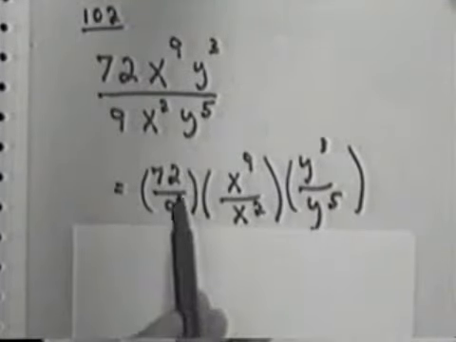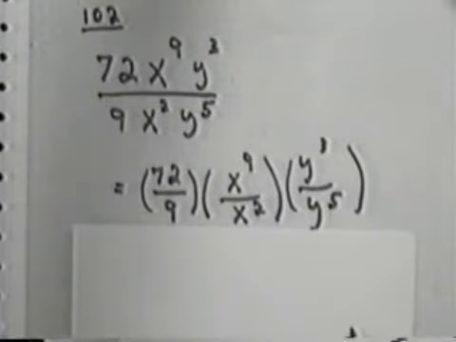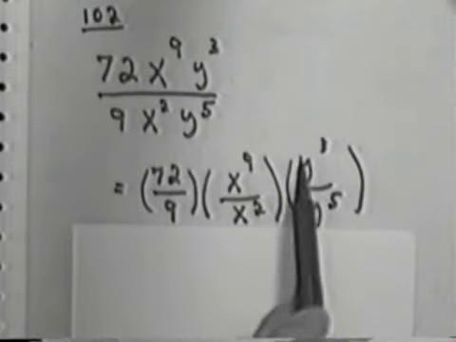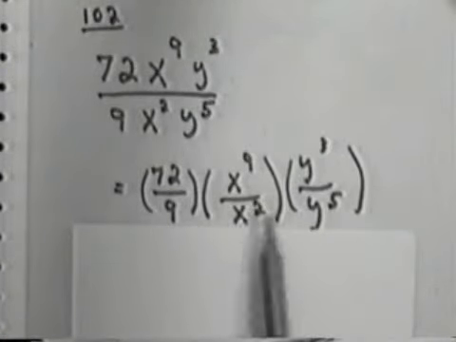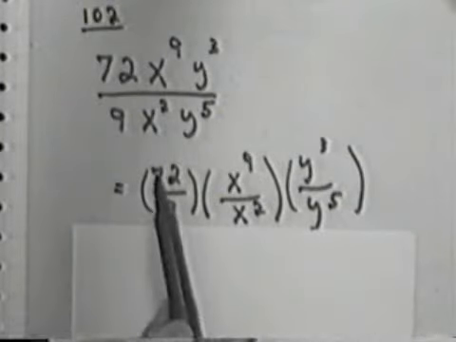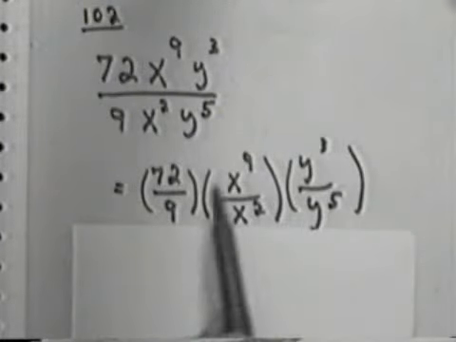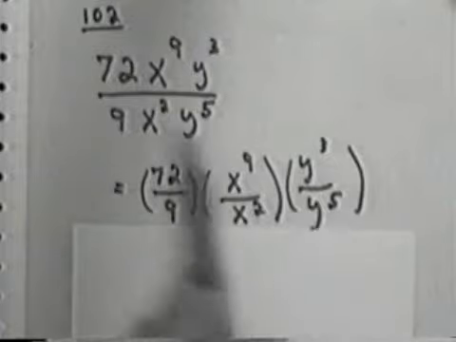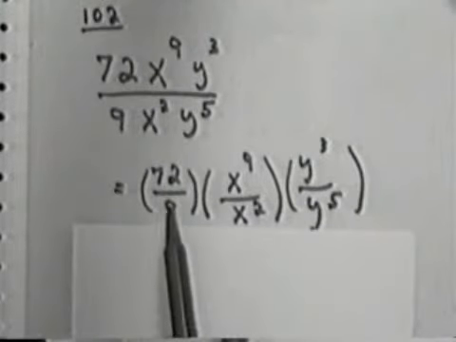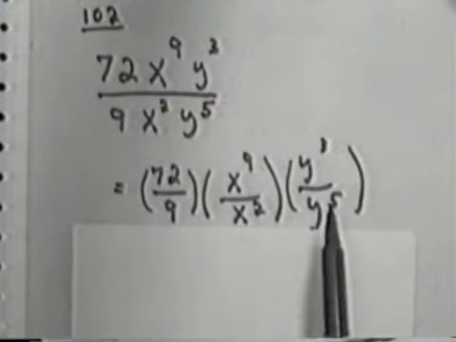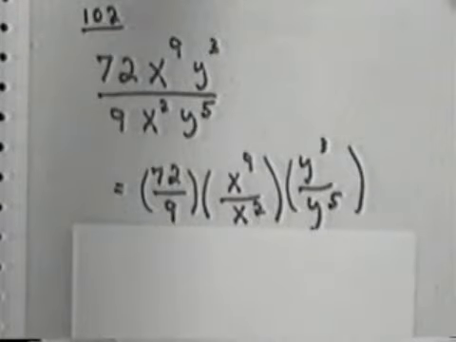Now if you're wondering if this is really true, think about how you multiply fractions. You multiply numerator times numerator times numerator, and denominator times denominator times denominator. Well, if I actually multiply out 72 times x to the 9th times y cubed, I get back to the problem. If I multiply the denominators, 9 times x squared times y to the 5th, I get back to the problem. So you can see that it is indeed legal to do that.